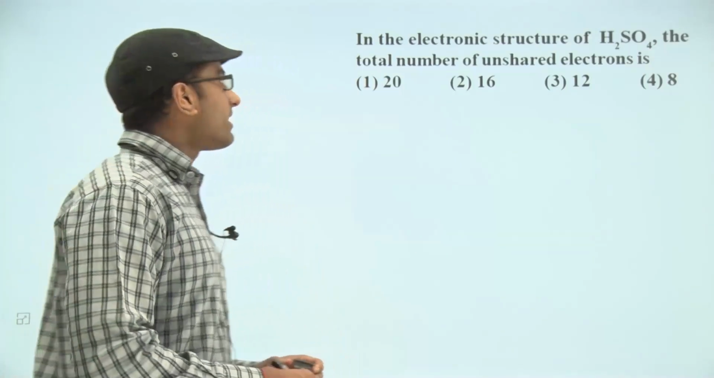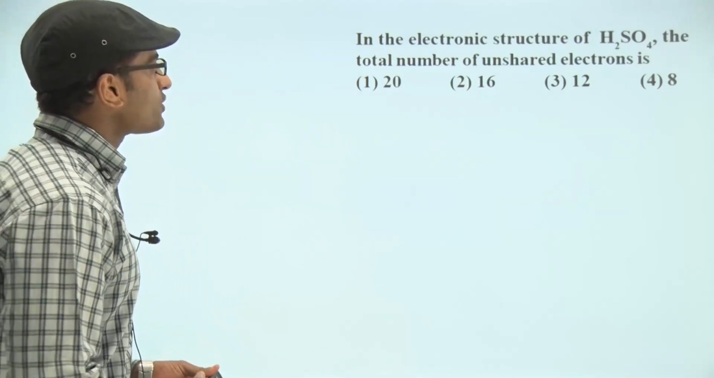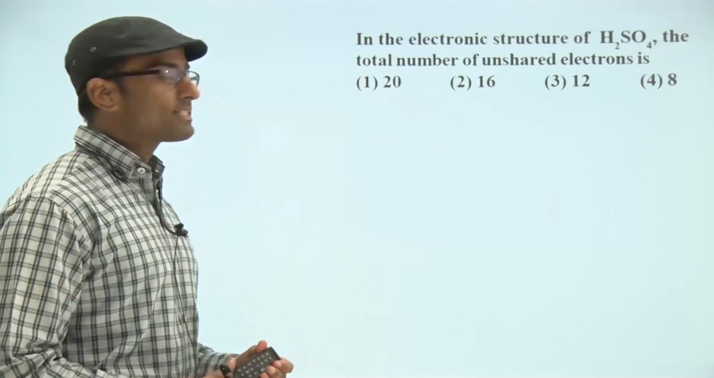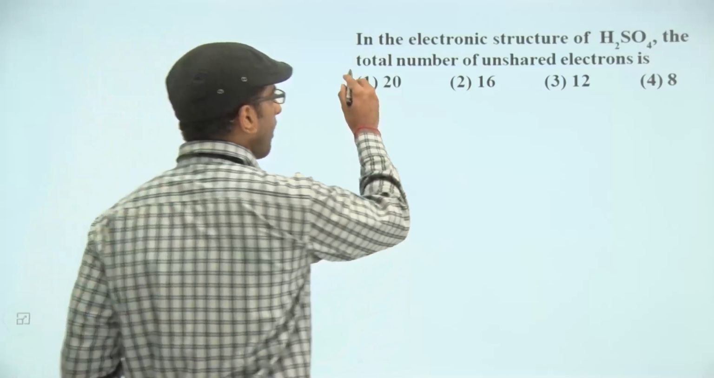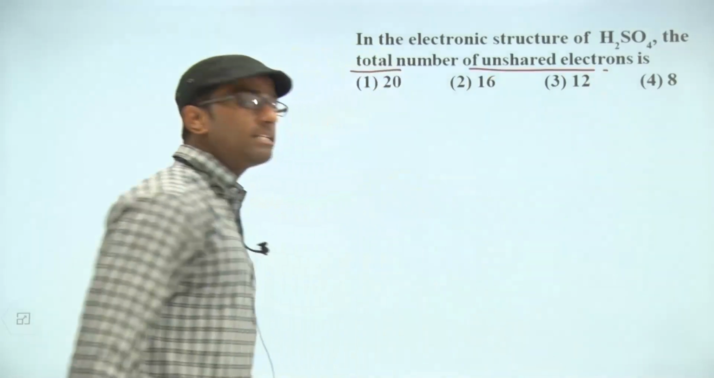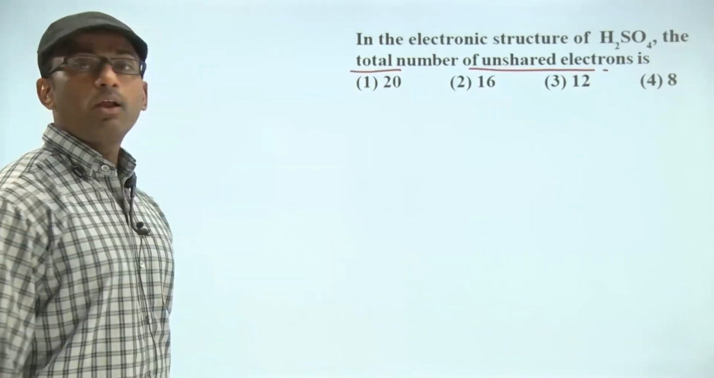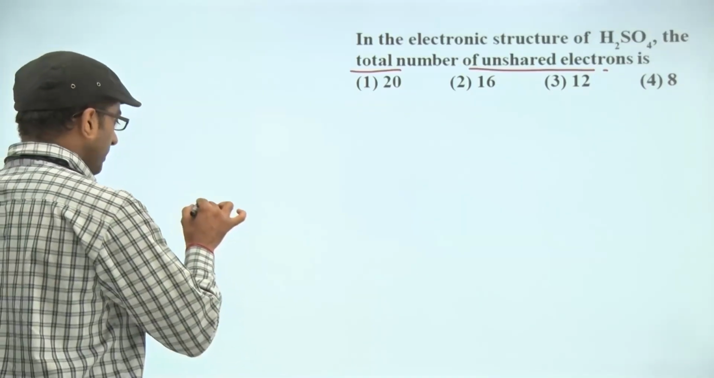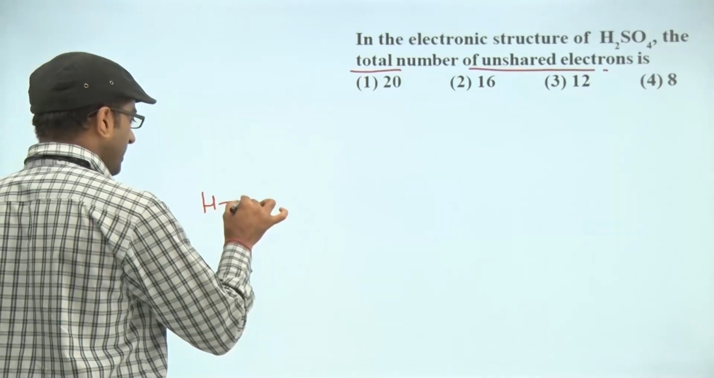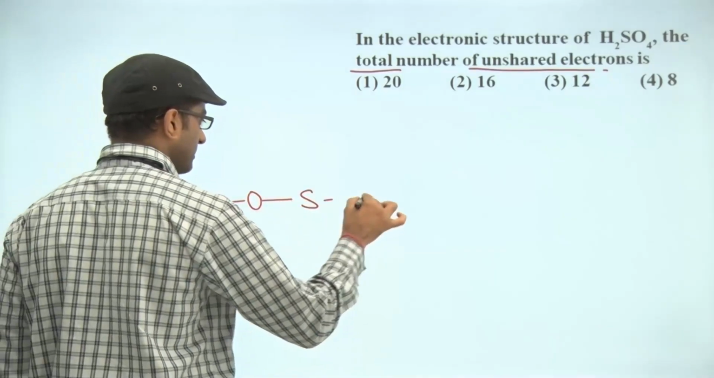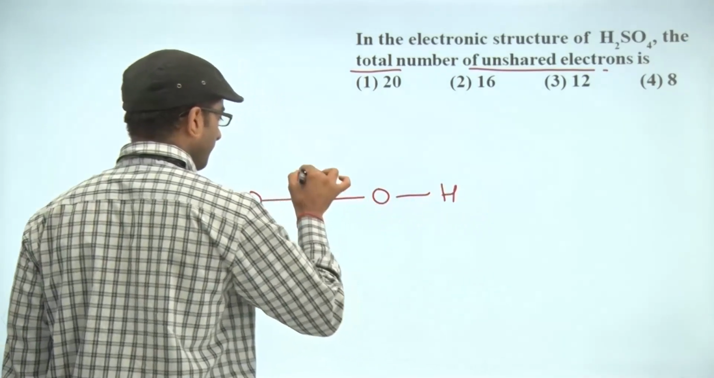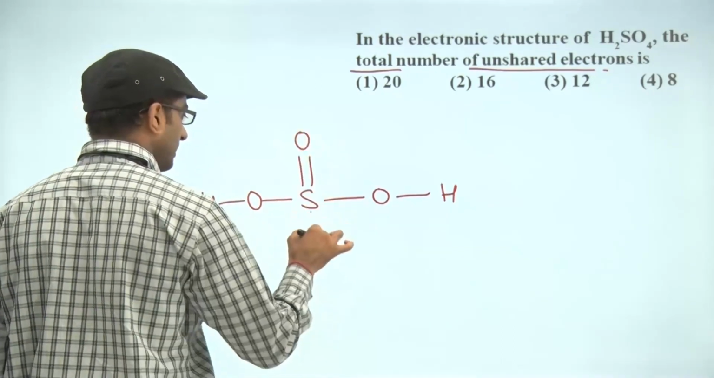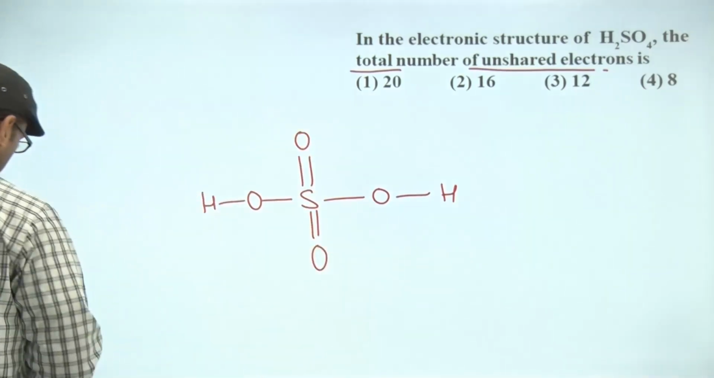Student, this question is asking that in the electronic structure of H2SO4 sulfuric acid, the total number of unshared electron, it means lone pair. So have a look, electron of lone pair. So we can draw here the structure in such way: HOSOH, double bond O, double bond O.